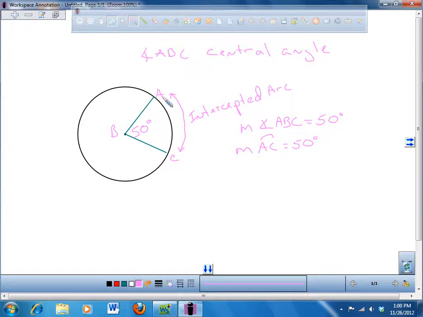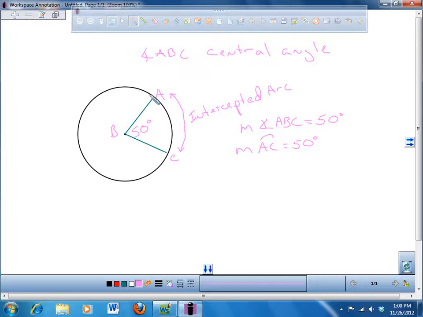Okay? So when you talk about the measure of an arc, you're talking about how much of the circle it is. You're not talking about how far it is from here to here. That's something different. That's called arc length. Wait, so it's not like percentage? It's kind of like percent. Well, it's 50/360ths of the circle, right? But the measure of the arc is 50 degrees.